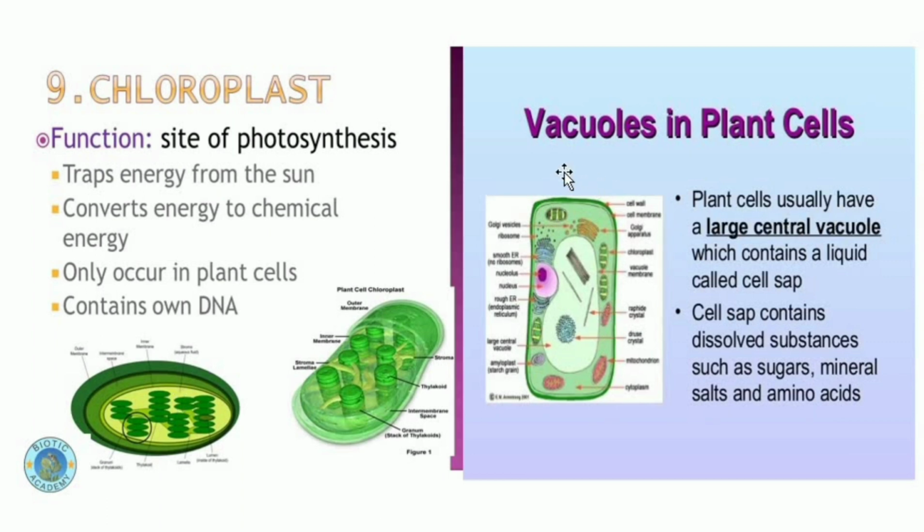Now here we can see the vacuole, and I have told you that its content is called cell sap. The fluid present within the vacuole, the cell sap, contains dissolved substances such as sugar, mineral salts, and amino acids, which are needed by the plant cell during the processes of metabolism.